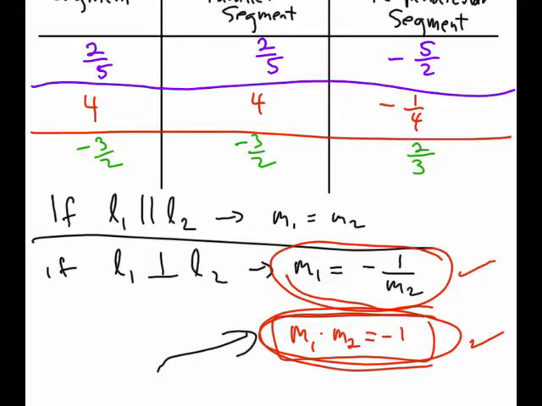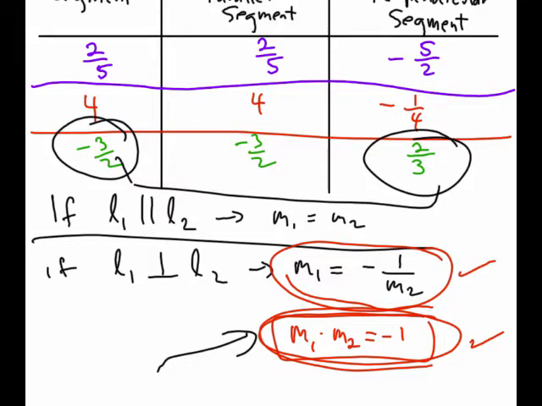And you can check this out above. An original slope and a perpendicular slope multiply to -1.